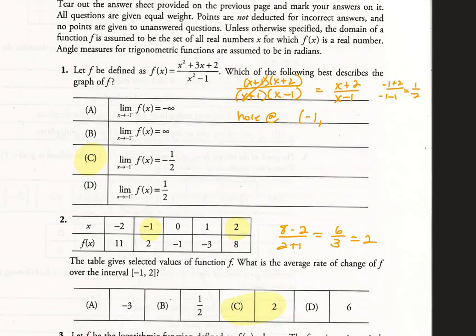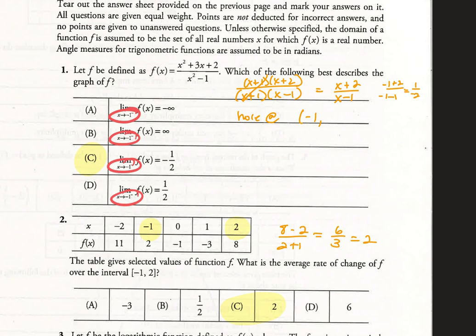Number 1, let f be defined as x squared plus 3x plus 2 over x squared minus 1. Which of the following best describes the graph of f? If you look at your answers, this is what we just went over. I would look first because there might be ones in here that have infinity and negative infinity, and now you're talking end behavior.